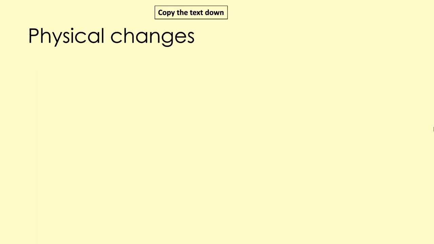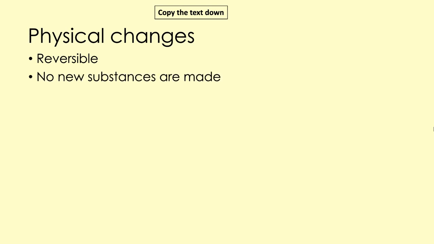So we're going to talk about physical changes first. You need to copy this slide down once it's complete. Physical changes are reversible. And also, no new substances are made. So if you have a physical change, you can easily turn it back into what it was before, normally. And there isn't any new substance.